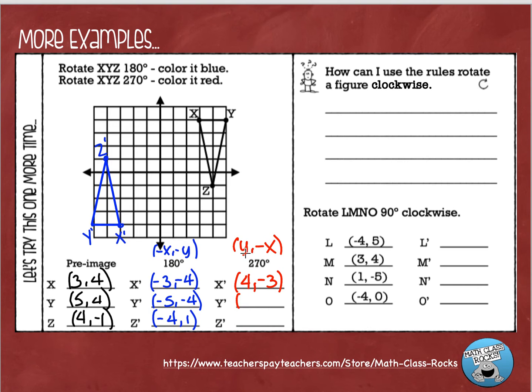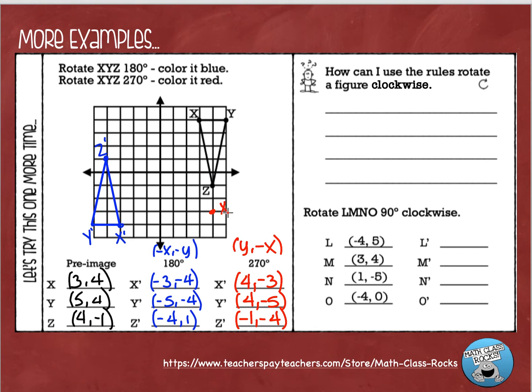For my next one, I'm going to keep Y the same, right? This 4 is going to stay the same. I want the opposite of whatever X was. The opposite of 5 is -5. And then for my last ordered pair, Y is going to stay the same. That's -1. And the opposite of X, the opposite of 4, is -4. All right, let's graph. So +4 and -3 is right here.